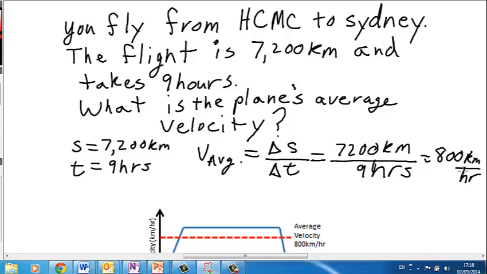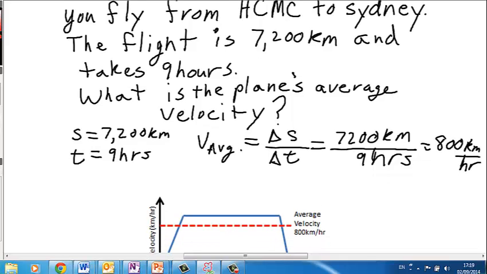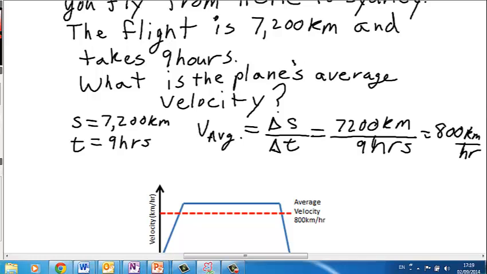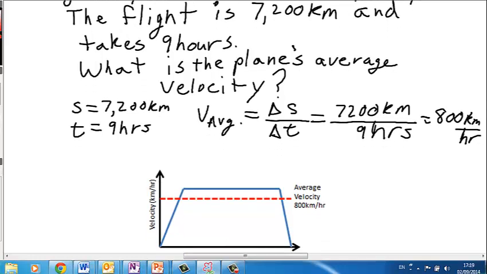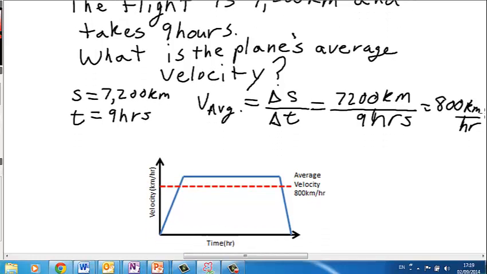Does this mean I'm traveling at 800 kilometers per hour my entire trip in between Ho Chi Minh and Sydney? No, it doesn't. It just means that on average the plane is going about 800 kilometers per hour. So I wouldn't be going 800 kilometers per hour when the plane's taking off or when the plane's landing, or different parts of the journey when the plane might be going either faster or slower than 800 kilometers per hour.